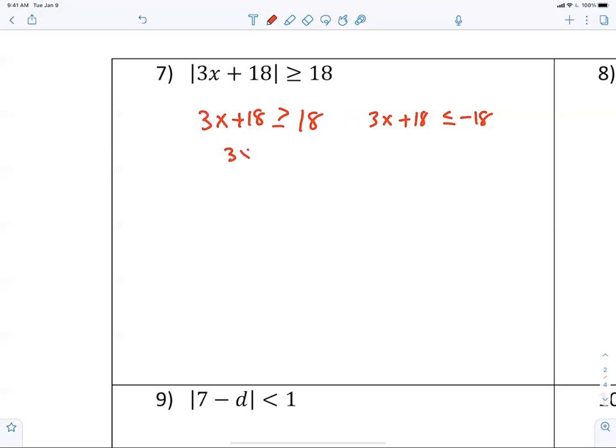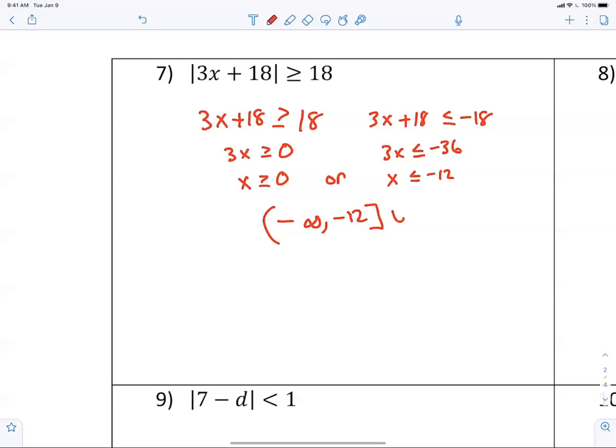So now I have 3x greater than or equal to 0. So x is greater than or equal to 0. Over here, 3x less than or equal to negative 36, negative 18 minus 18. True? And then divide by 3. X is less than or equal to negative 12. And or an or? Or, because it's greater than. I can't be greater than 0 and less than negative 12. So I'm going from where to where? Negative infinity to negative 12. Bracket around the negative 12. Then what? Union. Then what?